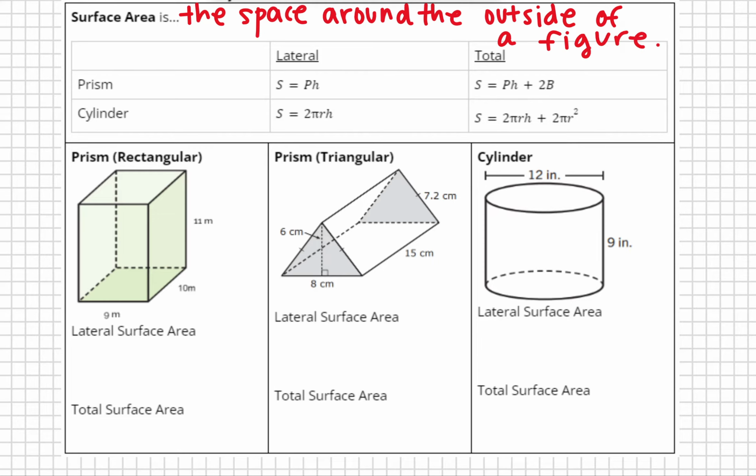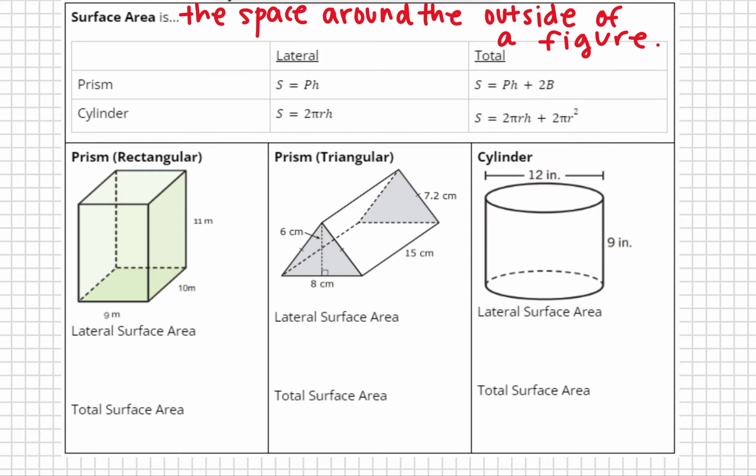Whereas volume is like the 3D space inside the figure, surface area is like how much wrapping paper you would need to cover all of the outside of the shape. Looking at the first example on the left, we have a rectangular prism.